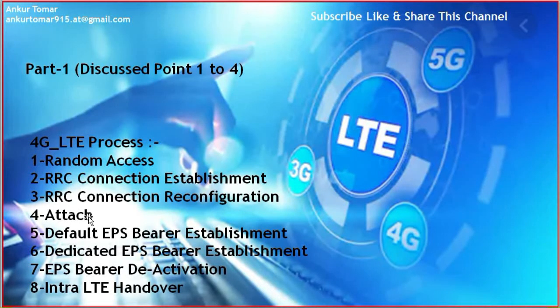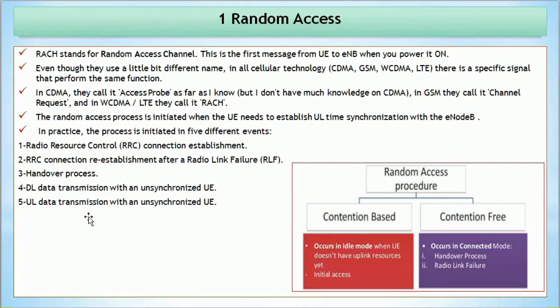Okay, now let's start. Here our first process is random access. Okay, what is the full form of random access channel? It is RACH, which stands for random access channel. This is the first message from the UE to the eNode B when your mobile phone UE is powered on.